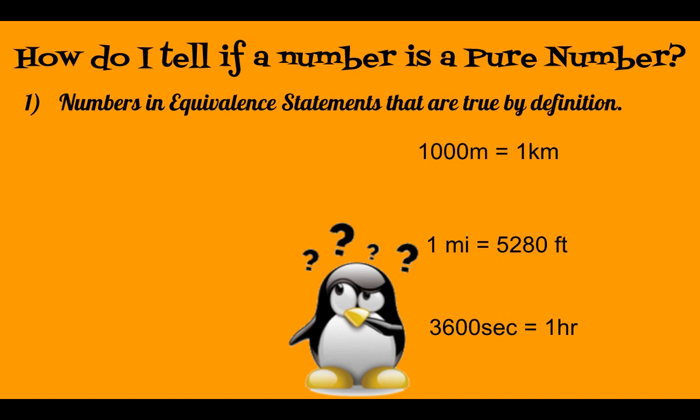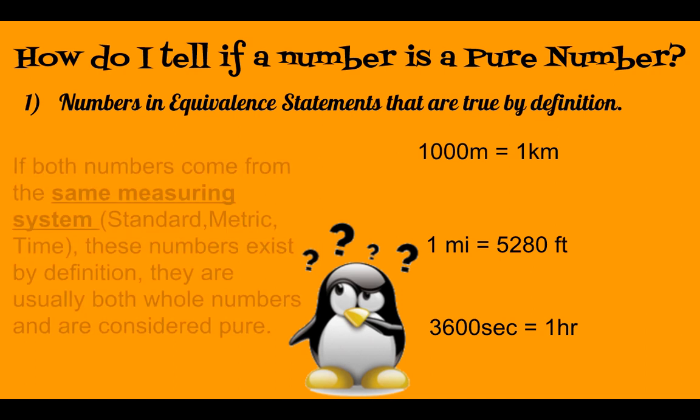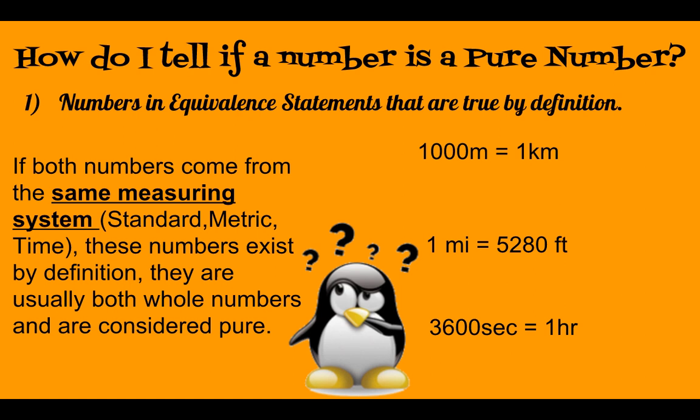If a number is true by definition, which means it's in the same measuring system, then they're considered pure numbers. Because yeah, ultimately somebody had to measure these at some point, but now they're just accepted, they're true, they're by definition. So we have examples in the metric system, 1,000 meters in a kilometer. In the standard system, a mile equals 5,280 feet. And then time is always a pure number because by definition there are 3,600 seconds in an hour.